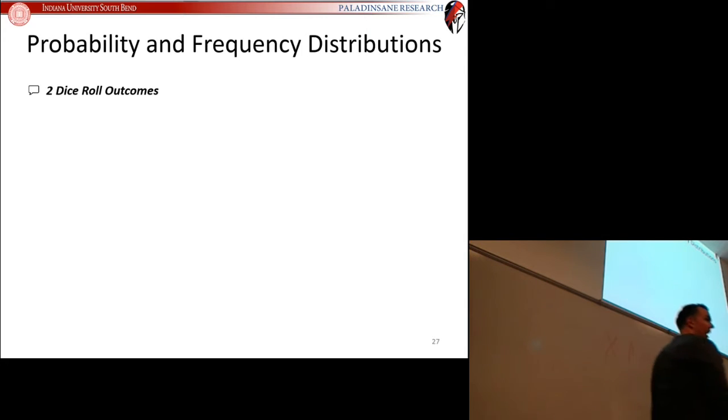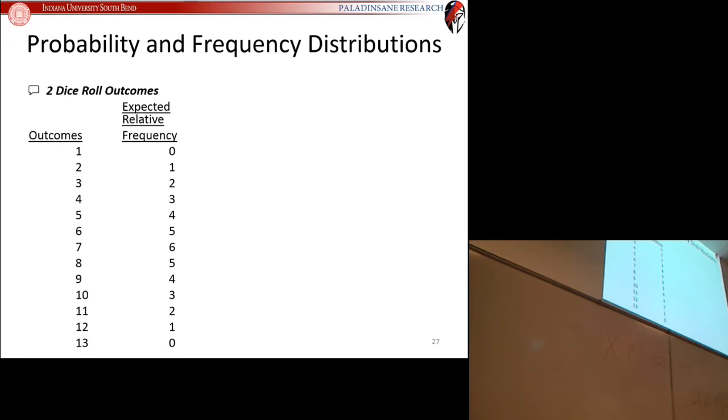2 dice roll outcomes. Now we're rolling 2 dice, and we're going to figure out probabilities for rolling 2 dice. There are your expected outcomes right there. You can see that there's no way to roll a 1 when you're rolling 2 dice. There's only one way to roll a 2.